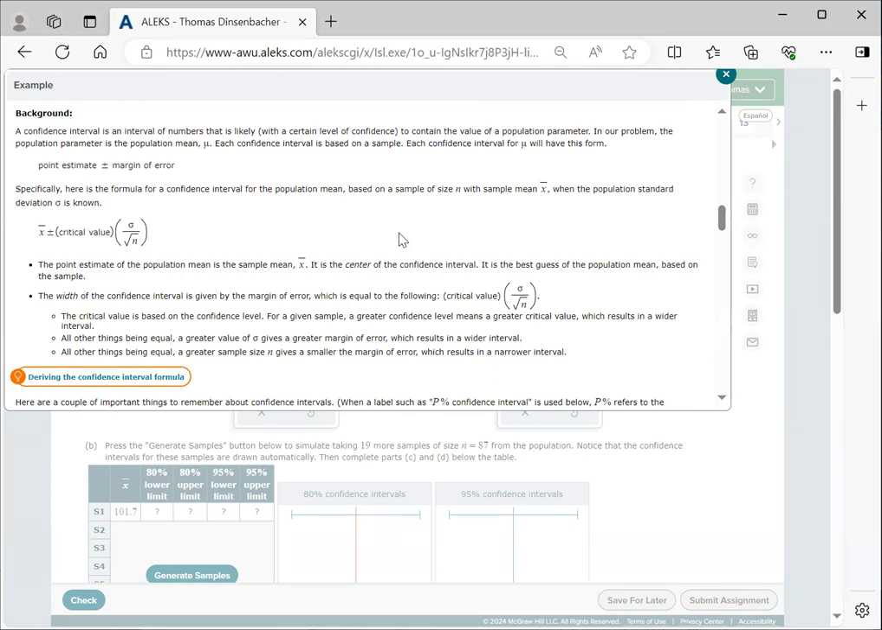The key point with confidence interval calculations is that we'll be using the formula provided here. It's the sample mean plus or minus a critical value times the standard deviation over the square root of the number of samples, where we'll be given the critical value, sigma, n, as well as the sample mean. So for us, it's just a question of basic algebra here.